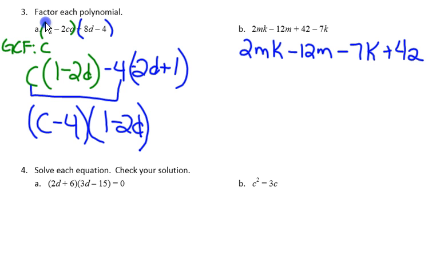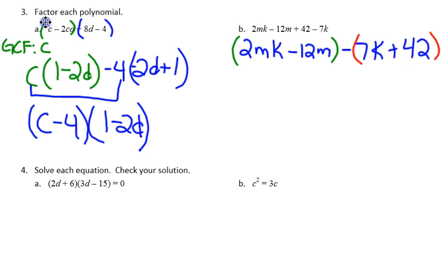So now I'm going to group them. Group, group. I should have done them in different colors. Sorry about that. Let me re-erase this. 12m minus 7k plus 42. Sorry, I'm trying to keep the color scheme going here. So green group, red group.